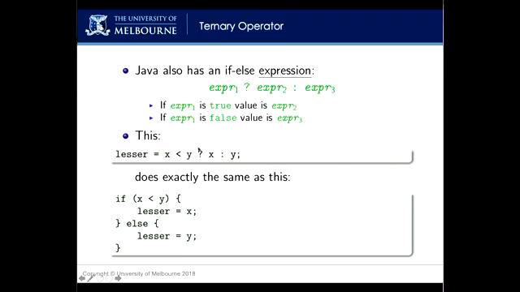The question mark indicates that it's the ternary operator. And then you have the true value, a colon, and the false value, and semicolon. So that is the syntax, but you must load it into a given variable.